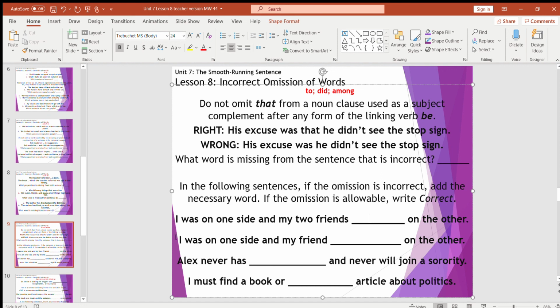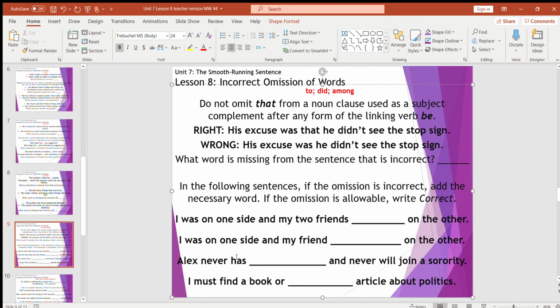What about this? I was on one side and my friend blank on the other. Is it okay for this to say was? My friend was on the other? Yes. So this one's okay to leave out. So you can just write correct.